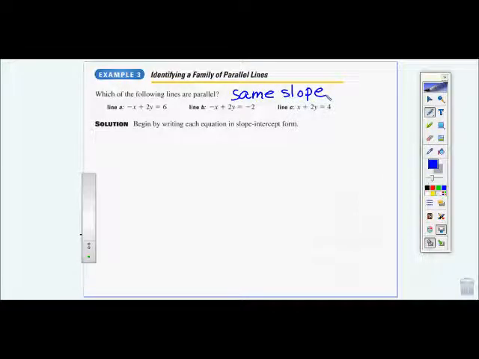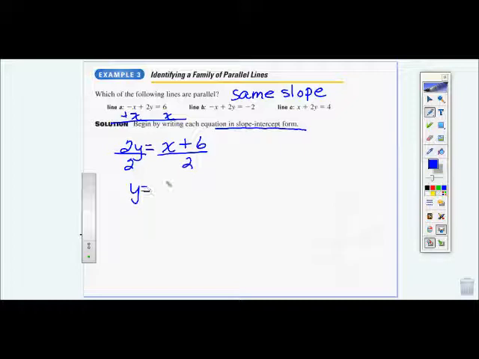So our plan of attack is to rewrite each of those in slope-intercept form. For the first one, I'm going to add x to both sides. I will end up with 2y equals x plus 6. Need to divide by 2. So I have y equals 1/2 x plus 3. Remember to distribute your division to both of those terms.